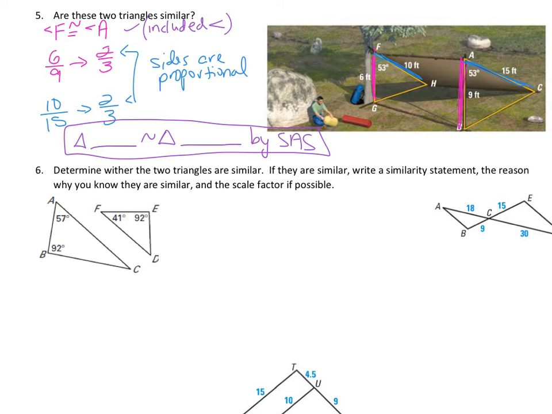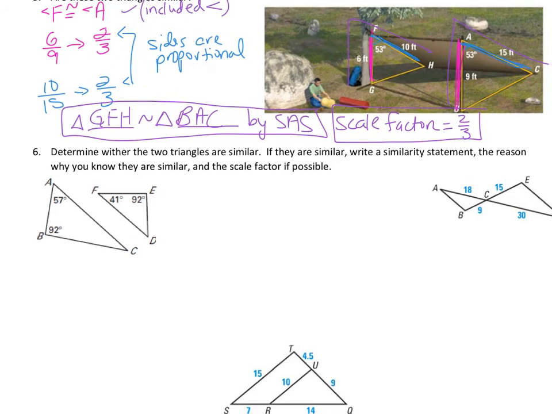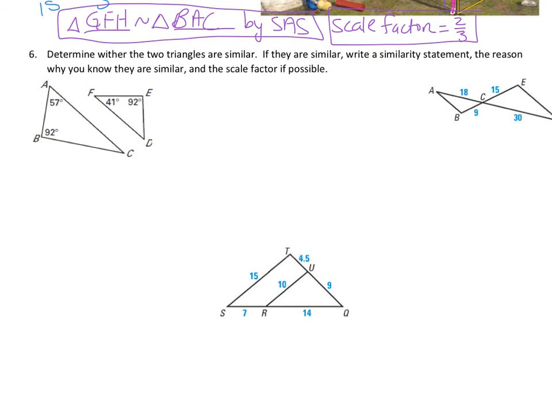When we fill in the similarity statement, if we set up the first one as GFH, remember the first one doesn't really make a difference of how you set it up, it's the second one that has to be the same. So then it would have to be BAC, so that it ends up going in the same order. Now the scale factor between these two triangles would be the 2/3. And sometimes you will be asked what the scale factor is between the two triangles whenever we have them.